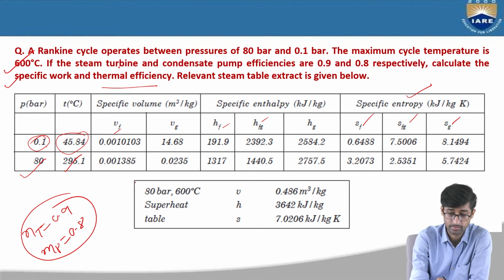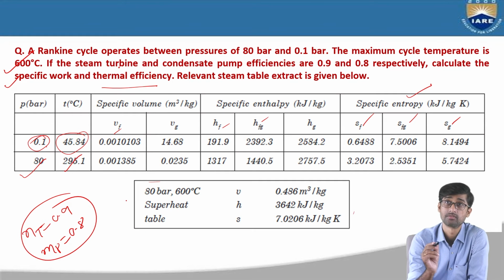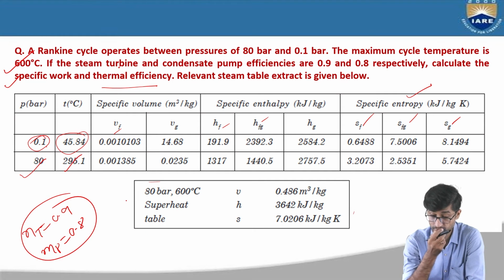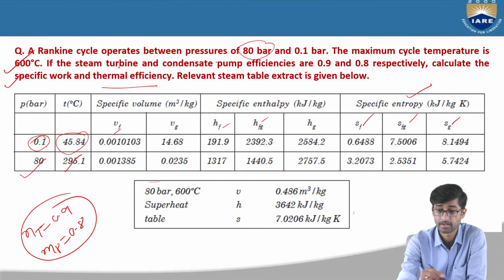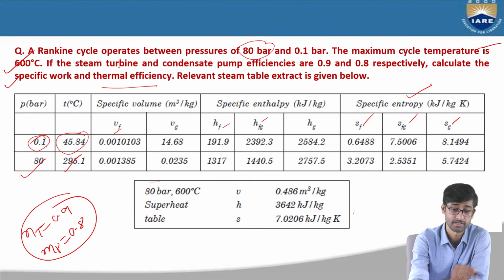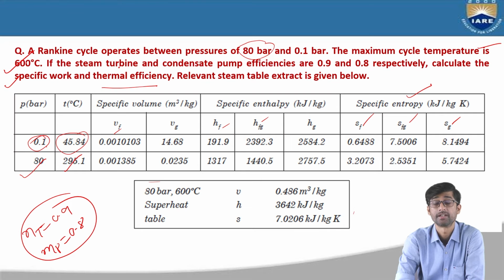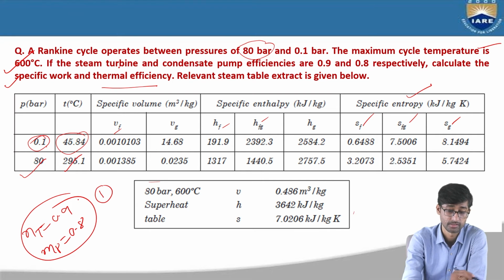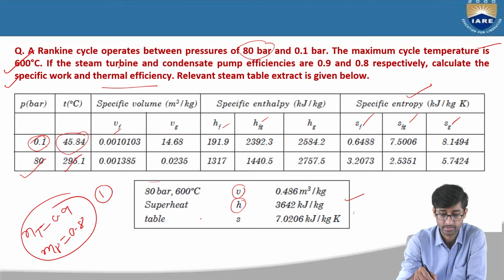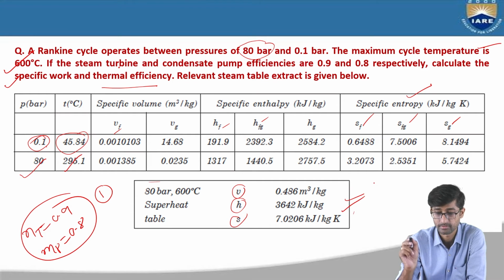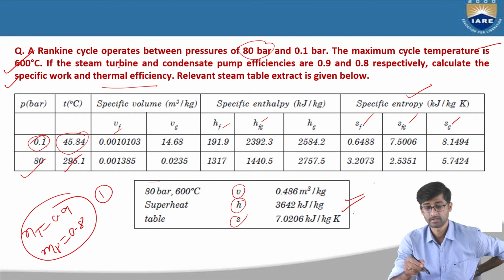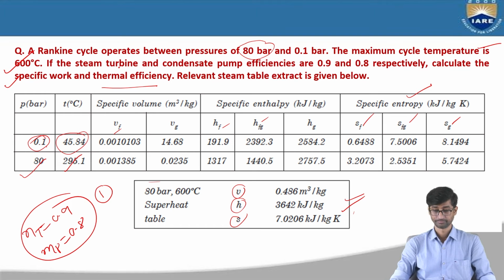And this table will be the superheated table, because if you look at this, the condition of steam is given here. The initial pressure is given as 80 bar, and the maximum temperature is given as 600 degrees Celsius. The initial condition at point 1 is just a superheated steam, and the superheated table is given here directly. What is the value of V, specific volume? What is the value of H, superheated enthalpy? And what is the value of entropy? These all values are given. If it is not given, we can use the steam tables.